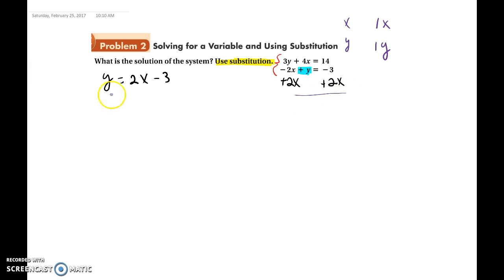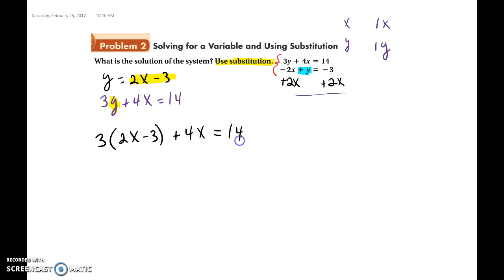So now we have the system of y is equal to 2x minus 3, and 3y plus 4x is equal to 14. And now, once again, we know what y is equal to. y is equal to 2x minus 3. So wherever I see y in the other equation, I can rewrite 2x minus 3. So 3 times (2x minus 3) plus 4x is equal to 14. So same thing. Here, I'm down to one variable now. I only have x I need to solve for.